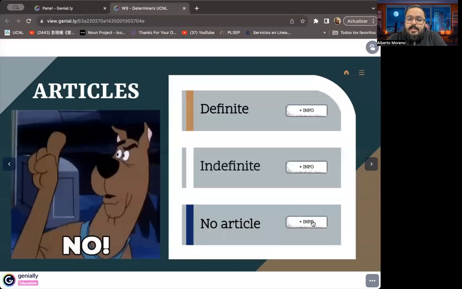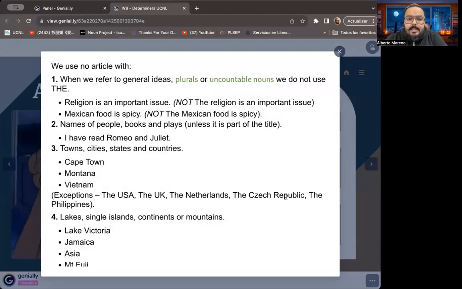Now, when there is no need to use an article. Well, we use no article when we refer to general ideas, plurals, or uncountable nouns. We do not use the. For example, the general idea of religion: religion is an important issue. We do not say the religion is an important issue. We only say religion in general. Okay? Now, Mexican food is spicy, and not the Mexican food is spicy. Why not? Because we talk about Mexican food in general. So that's why there is no reason to use the definite article the. Okay.